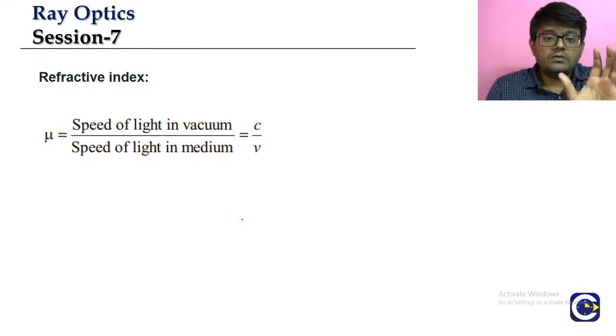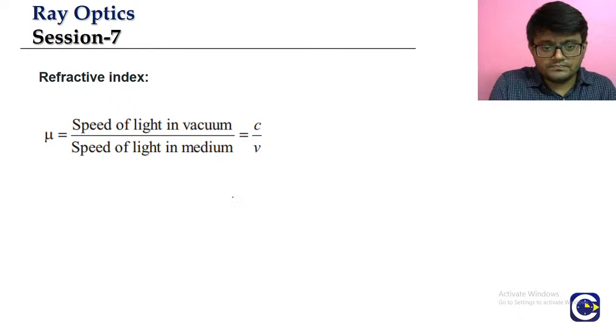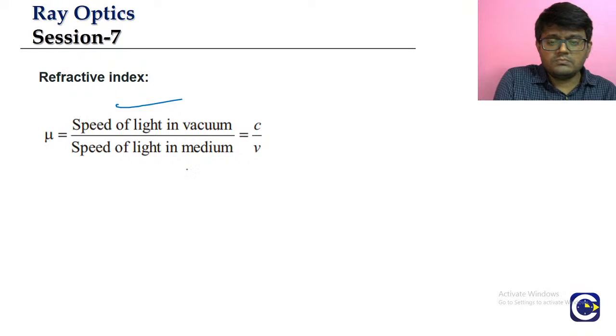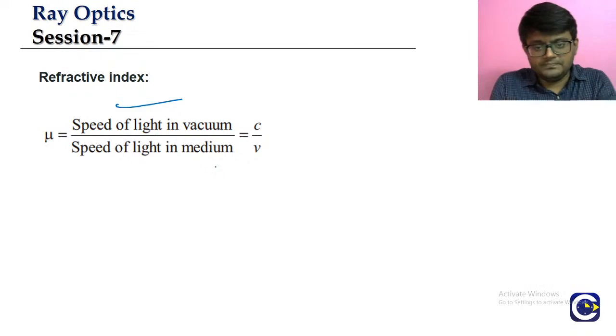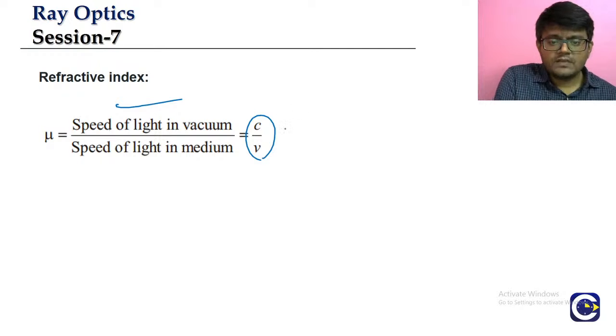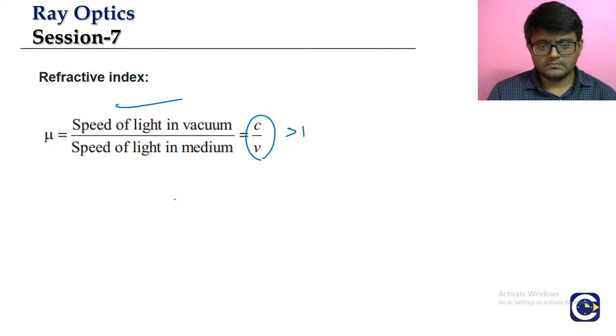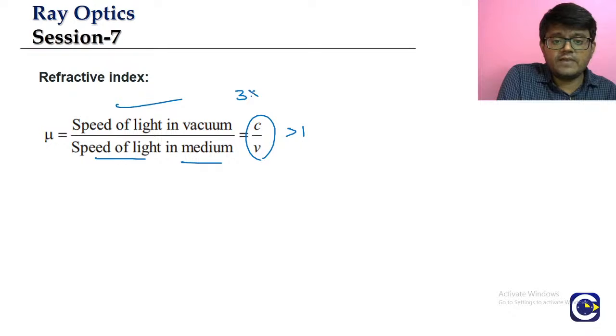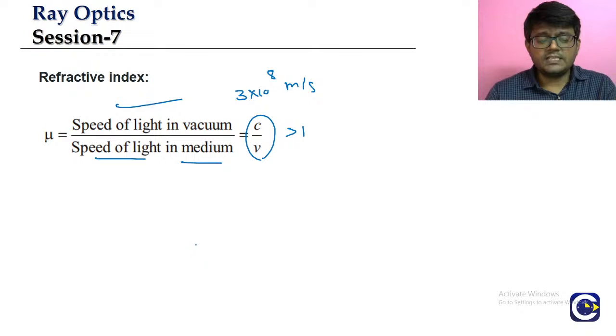Whenever we look at the comparison between the speeds, we can take a ratio: speed of light in vacuum divided by speed of light in the medium. This ratio will be what? It will be more than 1, because the speed of light in the medium will always be lesser than the vacuum speed, and we know the speed of light in vacuum is approximately 3 into 10 power 8 meters per second. So this refractive index for any medium will be more than 1, and it is a property of the medium. It will change from medium to medium.